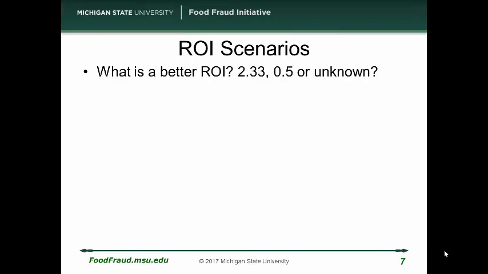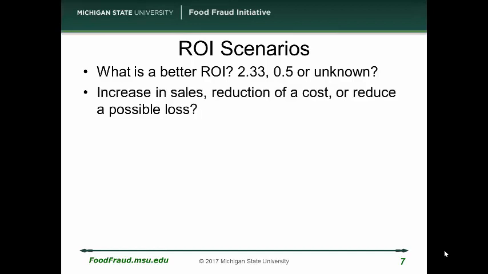Looking at this, 2.33 would happen. Now, if the company is in a cash-rich position, 0.5 would be okay. So it's a return over 2 years. You're going to be better off in the long run. But if cash is tight, that's not going to be a decision that's made. An unknown, well, how do you make a decision on what's unknown? Increase in sales, reduction of a cost, or reduce a possible loss. And that's the real key.